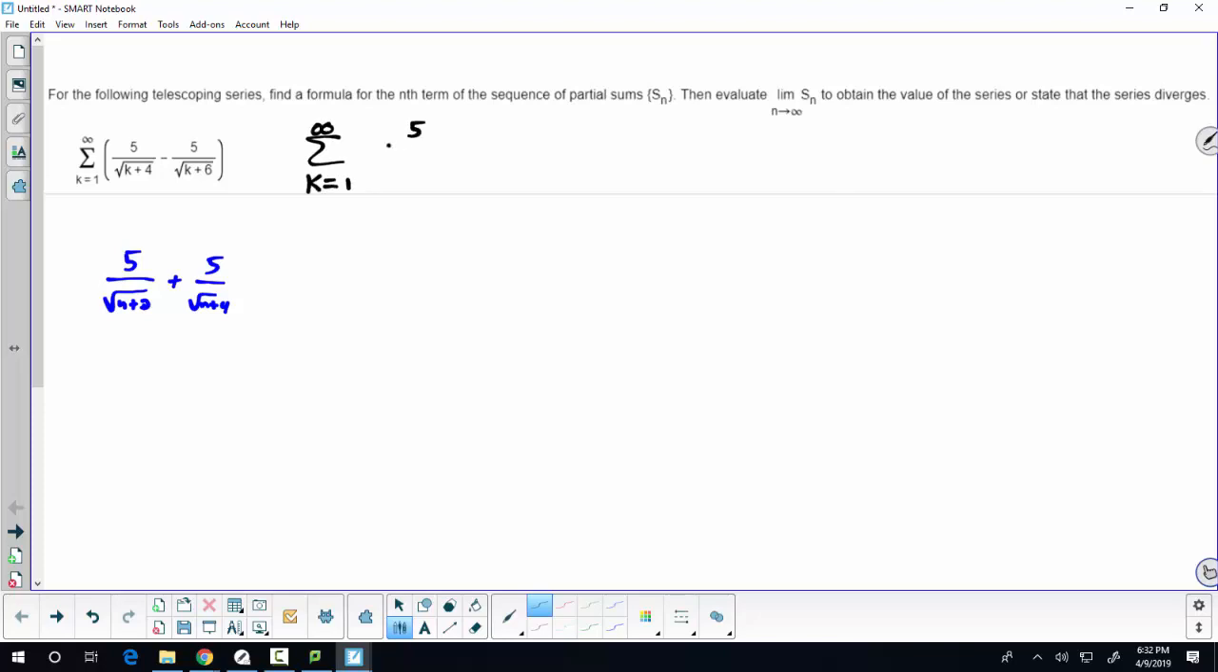So they had 5 over root k plus 2? So the final answer, that's the second part of the final answer. The first part is 5 square root 3 over 3. You don't get the iteration of the problem. Yeah, I was trying to see what your problem was, so I could just write that. Okay, yeah, it was here. The problem is the sum of 5 over square root of k plus 2 minus 5 over the square root of k plus 4.